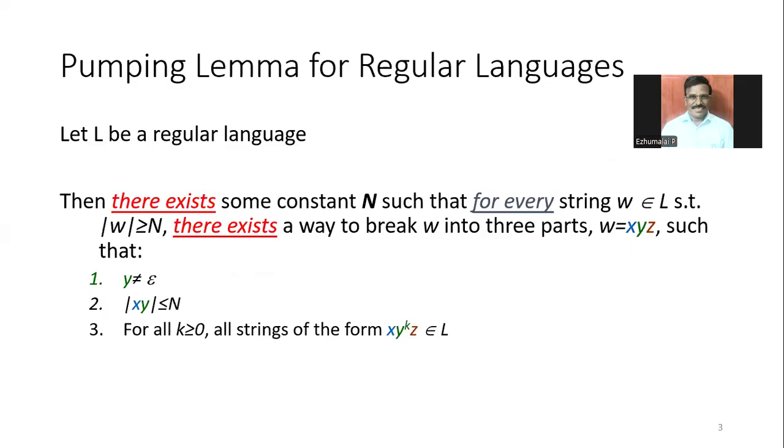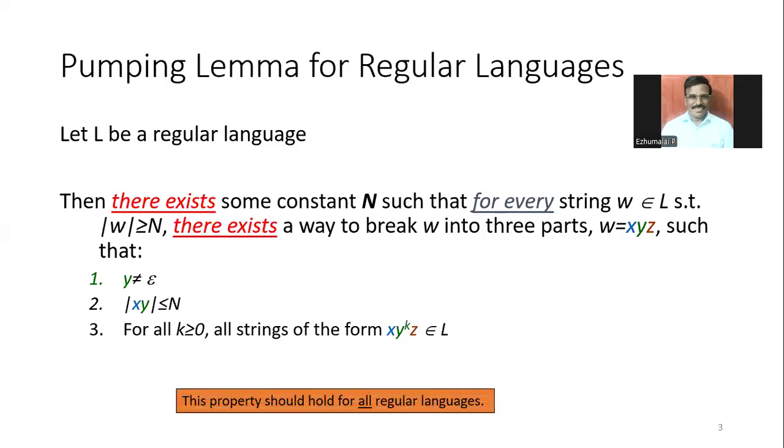Let L be a regular language, assuming that L is regular. Then there exists some constant n such that for every string w belonging to the language with |w| greater than or equal to n, there exists a way to break w into three parts, w = xyz, such that y is not empty, |xy| is less than or equal to n, and for all k greater than or equal to 0, all strings of the form xy^kz belong to L. If these three conditions are satisfied, the language is called regular. If the above three conditions are not satisfied, the language is not regular.